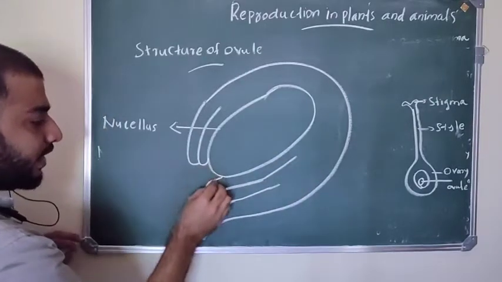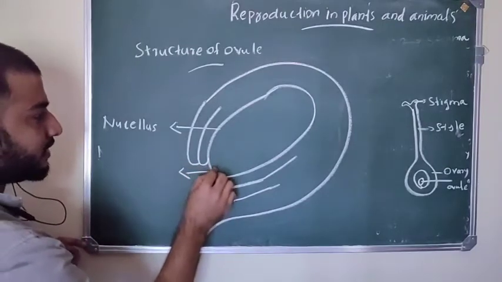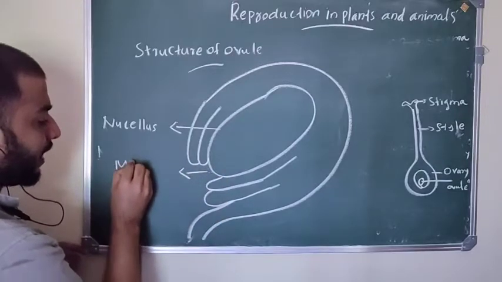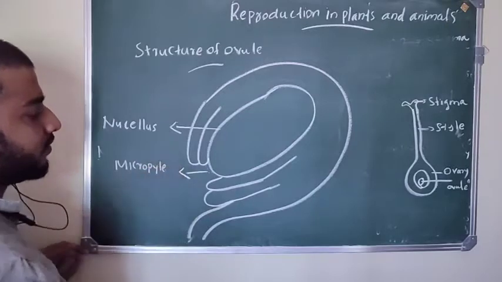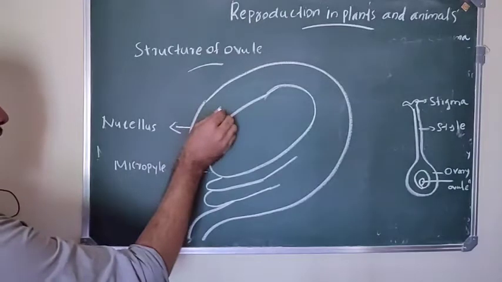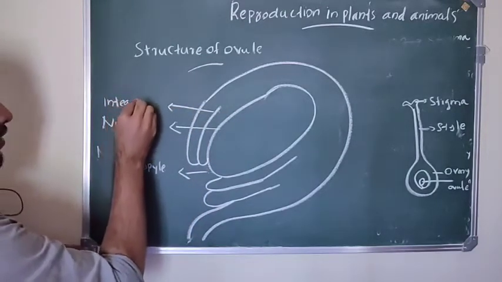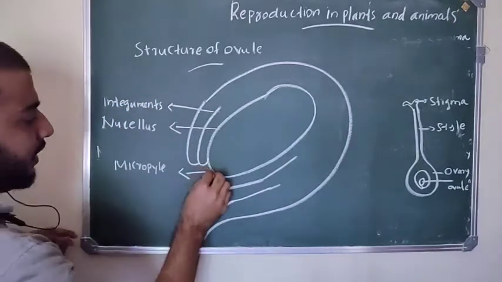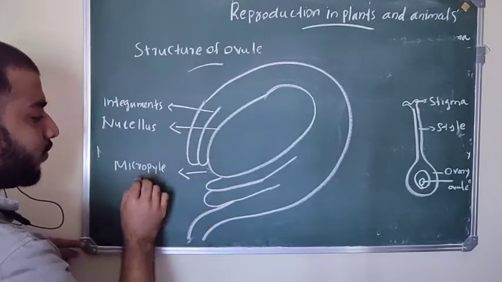And here you cannot see the integuments. They leave an opening at this end of the nucellus. That opening is called the micropyle. Okay, so the nucellus is covered by two integuments, and on this side they leave an opening. That opening is called the micropyle.